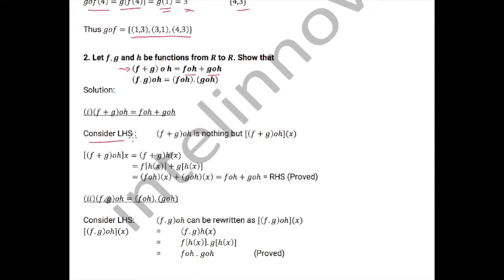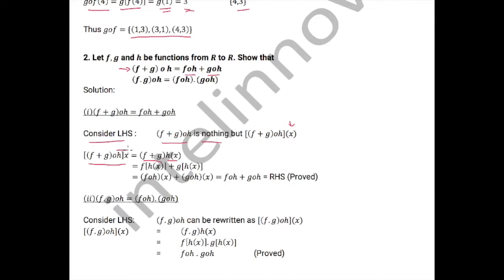First start with the LHS. So (f plus g) o h is nothing but (f plus g) o h the whole of x. So this variable could be anything. It could be y, it could be m, it could be k also. However, for simplicity's sake, we always take x. So (f plus g) o h of x is nothing but (f plus g) of h of x.